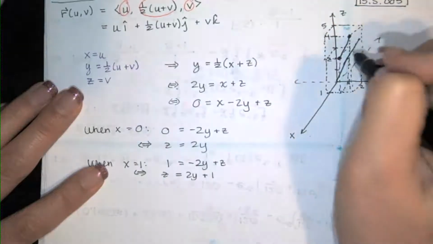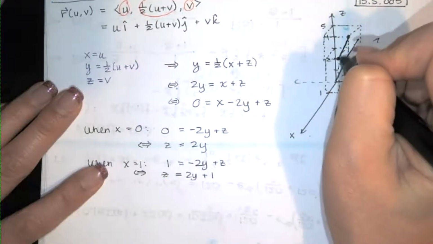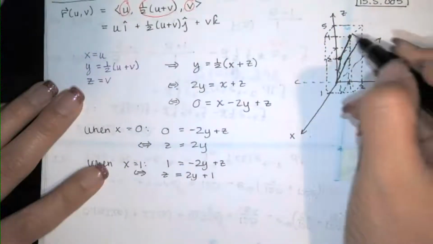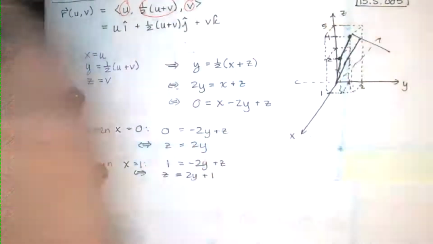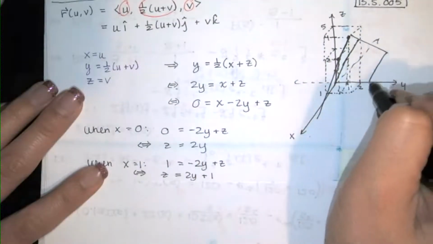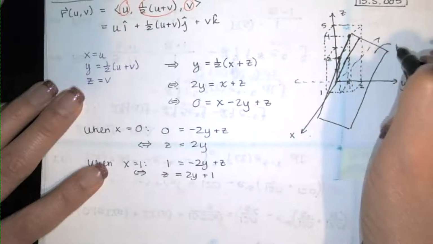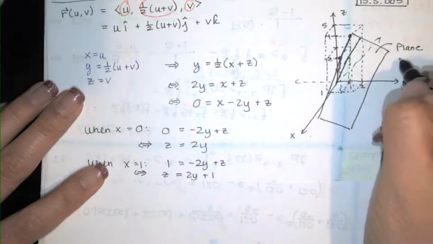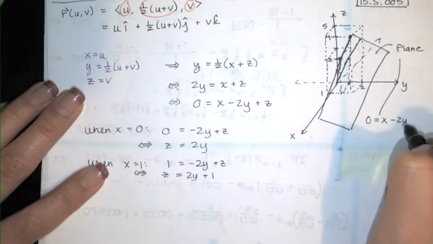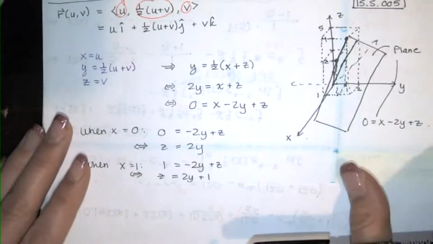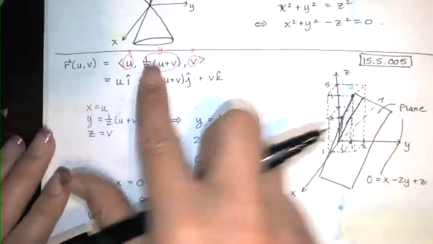So those would be on our plane as well. This is really a horrible sketch of a plane, but it's going to look something like that. I will just say it kind of looks like this. Plane. And the equation of that plane is 0 equals x minus 2y plus z. Or you can put the 0 on the other side, that's fine. So that is the graph of that equation.